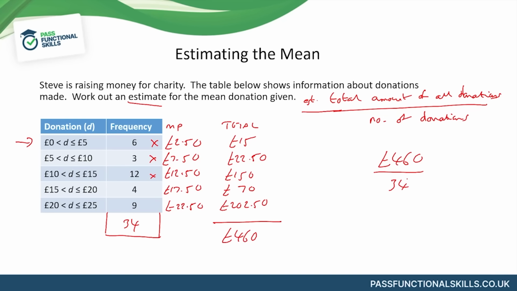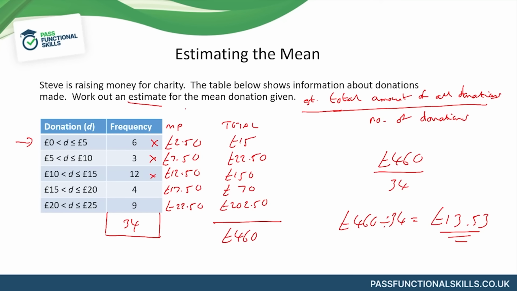Now this figure is exact, it's just the 460 that's a bit dodgy. And what is 460 divided by 34? 460 divided by 34 comes to £13. I'll just round it to the nearest pence, 529, so we'll call that £13.53. As I say, some people get these questions right even though they don't know what they're doing.